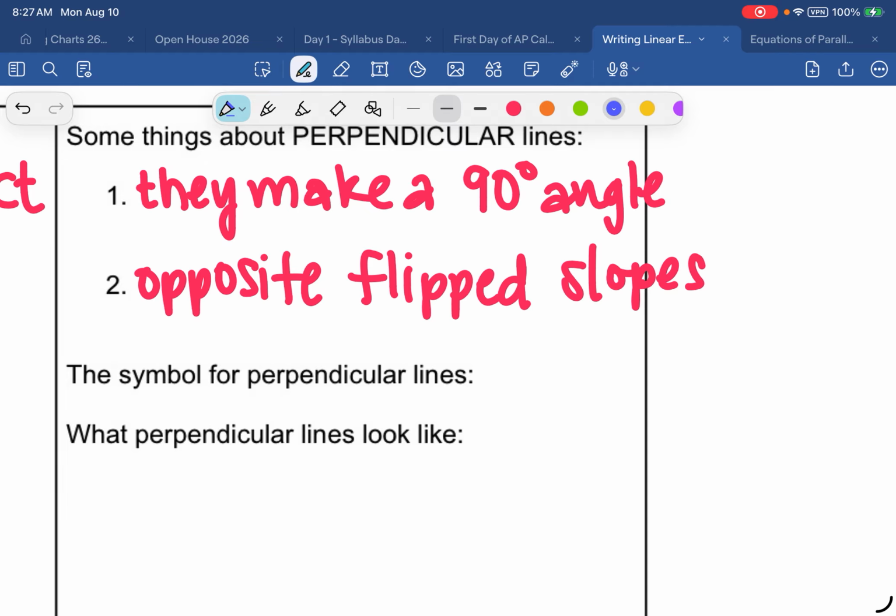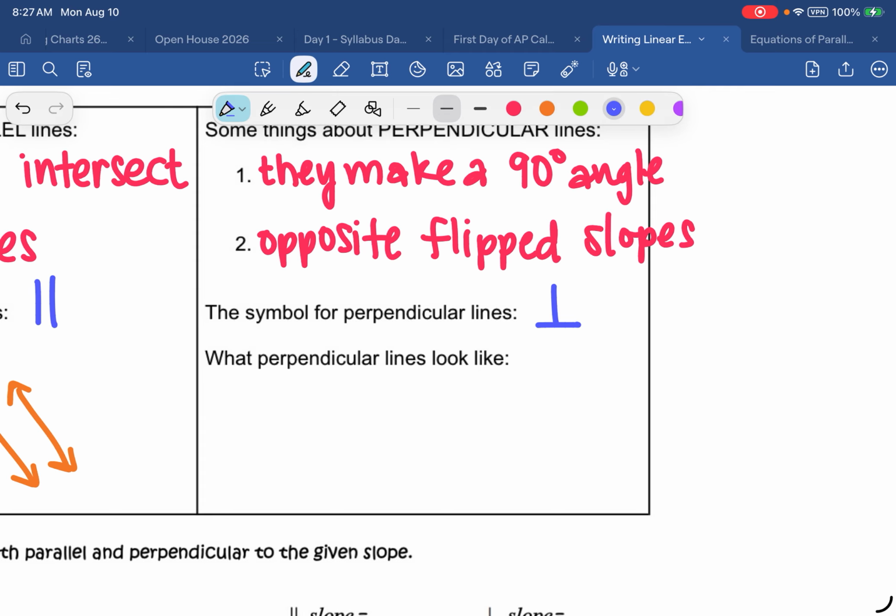The symbol for perpendicular lines is like an upside down capital T. That means that lines are perpendicular. And obviously they can look lots of different ways. It can be two lines like this that would be perpendicular.